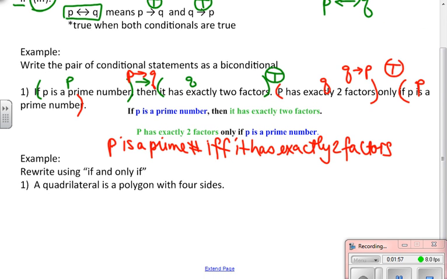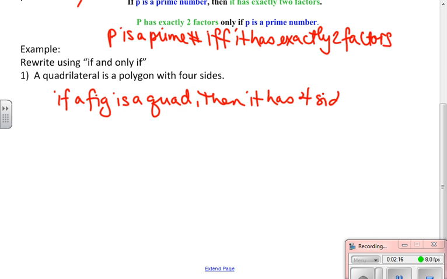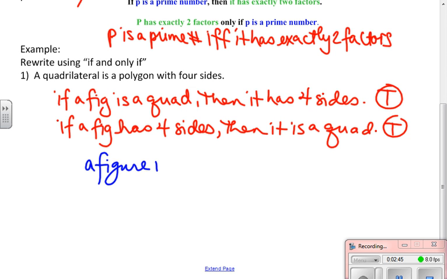So rewrite: a quadrilateral is a polygon with four sides. What are my two if-then statements? If a figure is a quad, then it has four sides. That is a true statement. If I look at the converse, if a figure has four sides, then it is a quad, is also true. So what I can do is write those as a single statement that says a figure is a quad if and only if it has four sides.